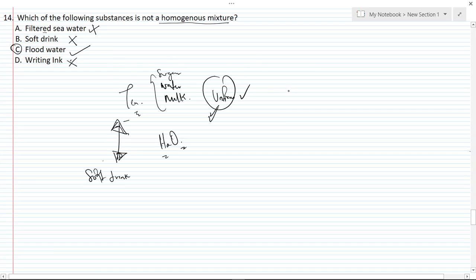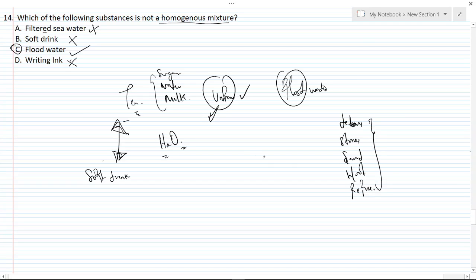For further explanation on this, we have flawed water. Due to the mention of the word flawed, we can expect that it's going to contain debris, stones, sand particles, even wood, or perhaps refuse itself. So it means that you can separate it and it's no longer uniform. And because it's no longer uniform, it's not a homogeneous mixture. So again, flawed water is the correct option.